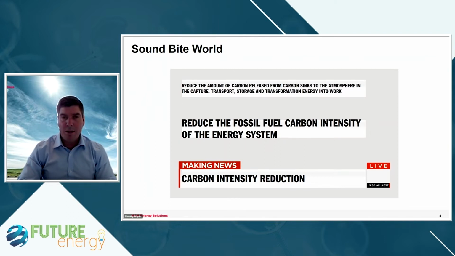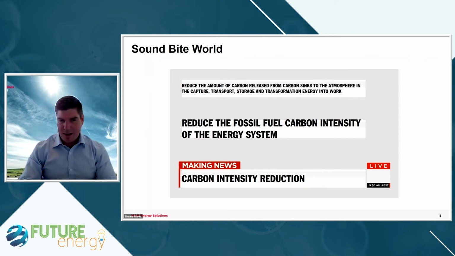Secondly, carbon itself is not the problem. As Michael pointed out, the carbon actually has a lot of value in the energy intensity that it brings, but also the use of carbon itself. What we're talking about is the carbon that is from a carbon sink being released to the atmosphere.